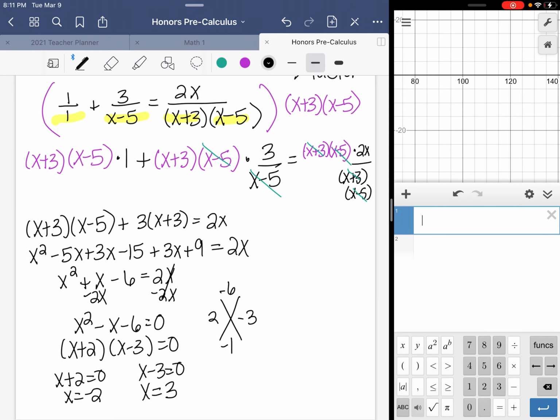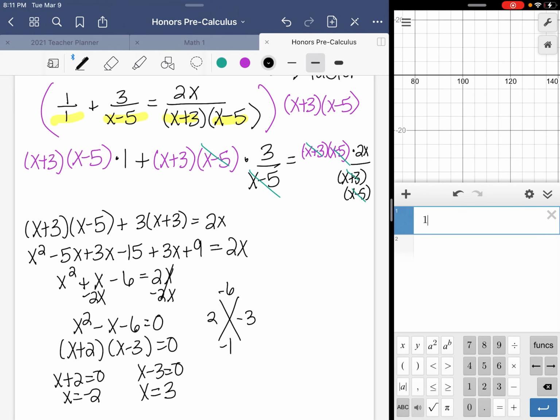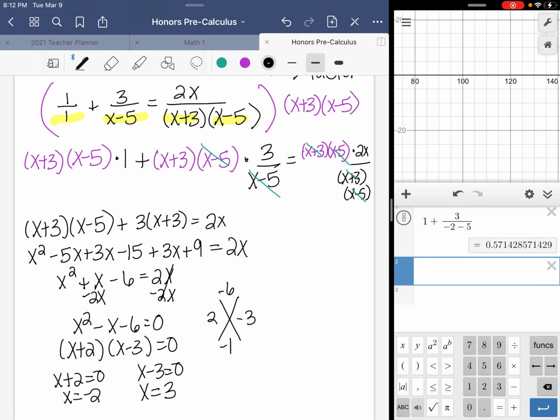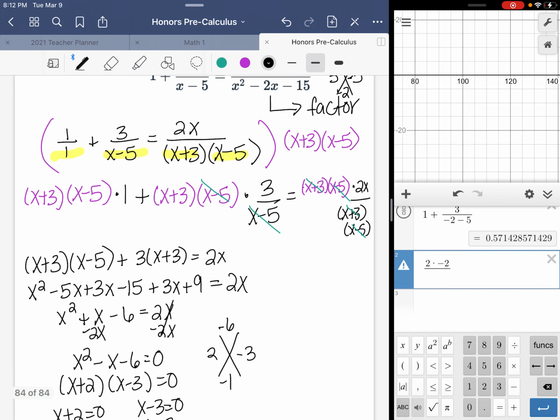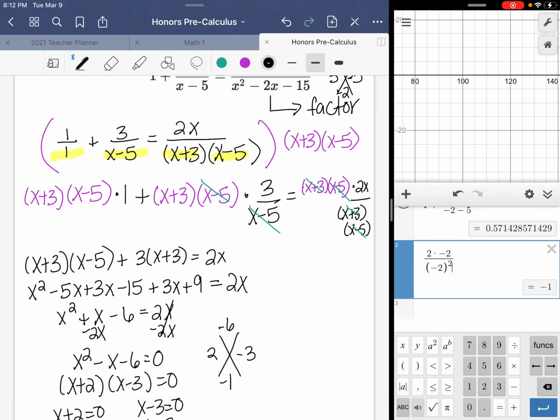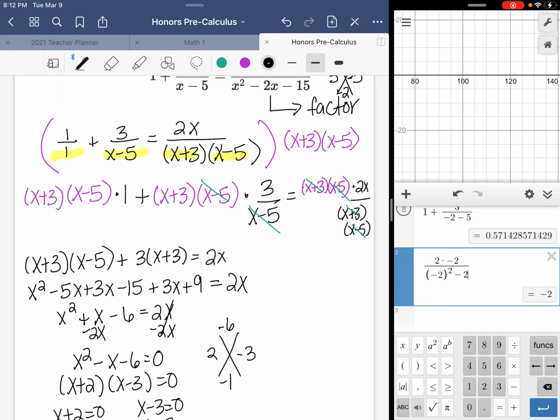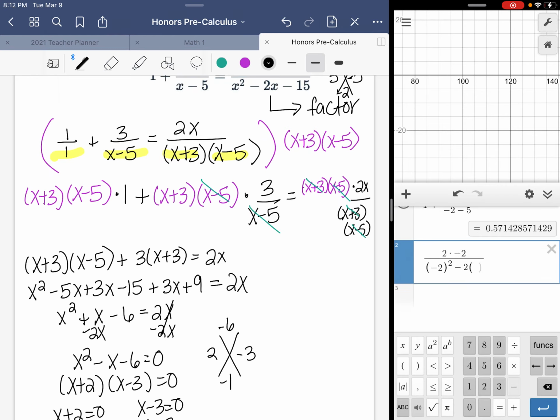All right, so I'm going to need to test those out. So we have 1 plus 3 divided by, and I'm going to do negative 2 minus 5. And that should equal the other side. So we're going to have 2 times negative 2 in the top. And then in the bottom, we have negative 2 squared minus 2 times negative 2 minus 15. And that does equal that problem. So each side equals each other.